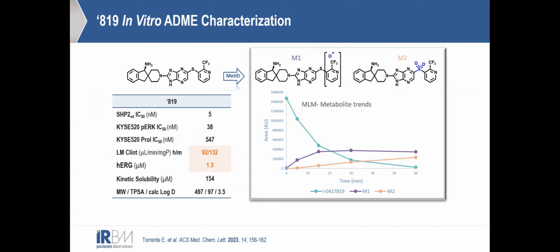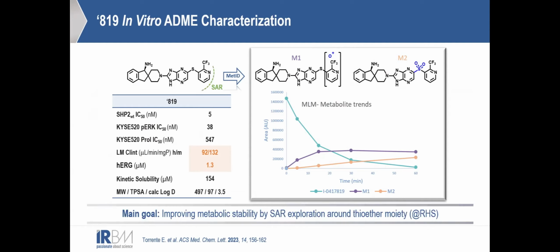So okay, we then decided to study what is the chemical feature of this molecule that is responsible for the metabolic instability. For this reason, we did a metabolite ID. This metabolite ID shows the formation of mainly two different metabolites, both corresponding to the oxidation of the aromatic portion. So our next step was to try to further improve this metabolic stability, and we decided to focus our attention on the region around the aromatic ring.